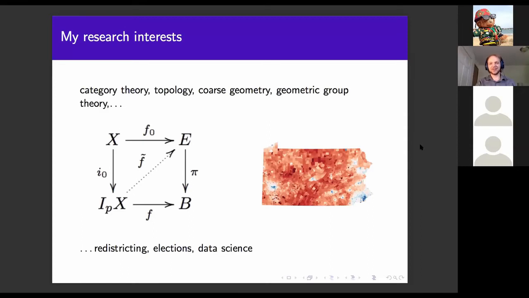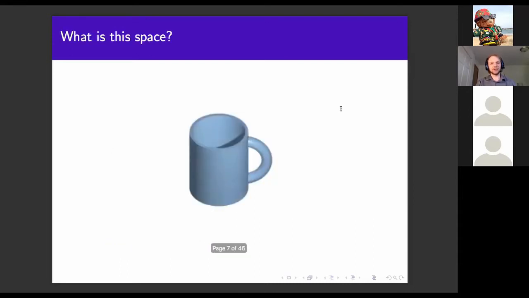Okay, so I hope that everyone has discovered the hand raise feature, or that you will just unmute yourself and ask questions halfway through, because I want this to be kind of informal. All right, so I'm going to start with this one. What is this space?